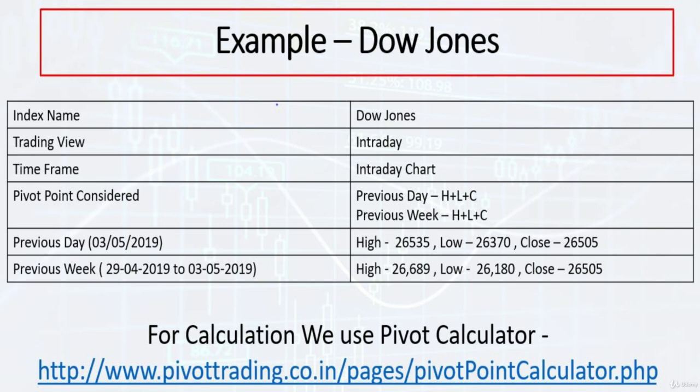The previous day, that means 3rd of May 2019, the high is 26,535, the low is 26,370, and the close is 26,505. Whereas the previous week is considered from 29th of April to 3rd of May, in which the high is 26,689, the low is 26,180, and the close is the same, 26,505. We are also providing the link from where you can easily click and calculate your pivot.